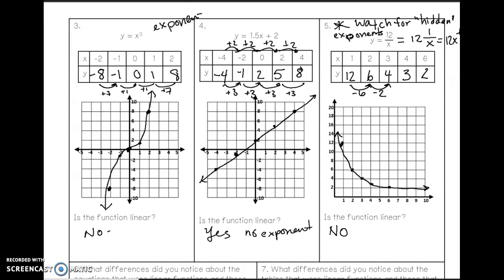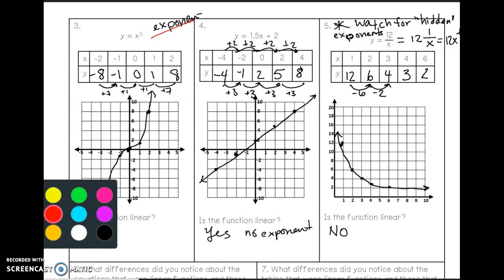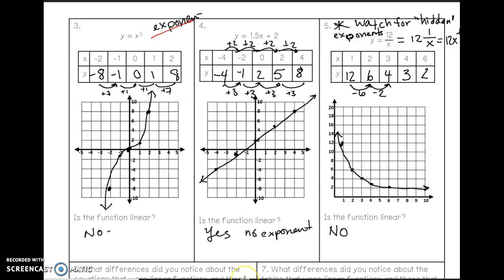This one was nonlinear. Is this function linear? No. And you could see right away there's an exponent. It's x to the third. It's nonlinear. This function, it turns out, is linear. You can see there's no exponents. It makes a straight line.